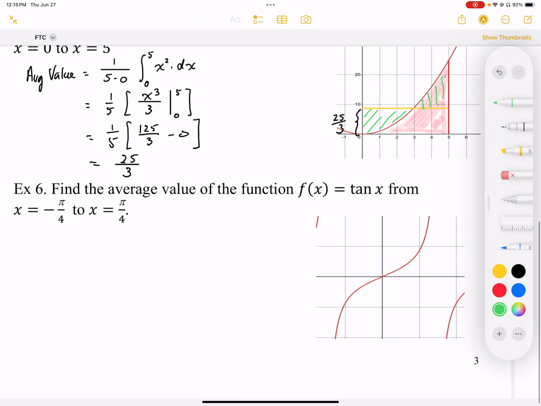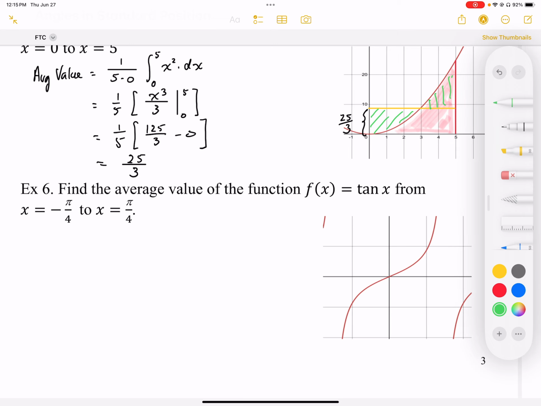So lastly here, we have the average value of the function f of x equals tan x. Now, this is from negative pi over 4 to pi over 4 here. So I'm looking at those bounds, and when I try to work this out, the average value is going to be equal to 1 over, the interval width is going to be pi over 2, and the bounds are going to be from negative pi over 4 to positive pi over 4 of tan x dx.